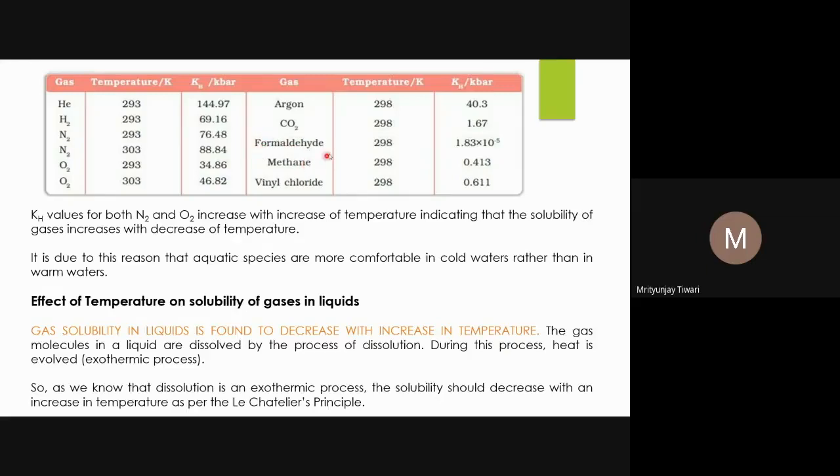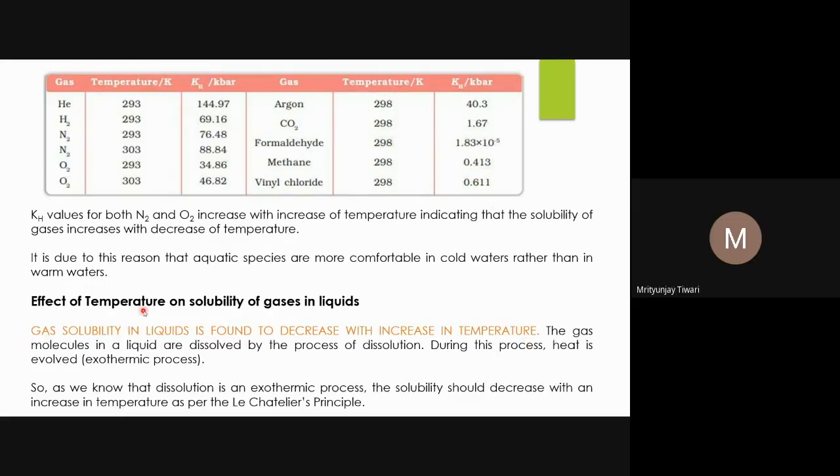Out of them, formaldehyde is the most polar, and most polar means its solubility will be highest in water, and that we see from the value of KH, which is least for formaldehyde. And how is it polar? Its structure is H2C double bond O. The C double bond O is a polar bond, and the CH bond is also polar, and the bond moments go in directions such that we obtain some net resultant dipole moment for formaldehyde. So it's a polar molecule.